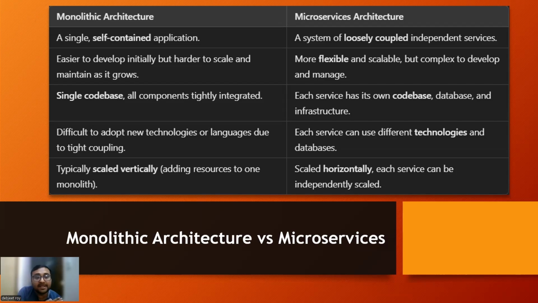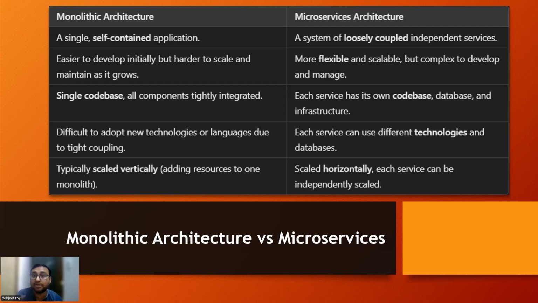So monolithic is typically scaled vertically. What's the meaning of that? There will be only one component, one black box, and within that you can add as many resources as possible. Let's suppose you are adding more CPU, more RAM, but it is only one black box. It is only one particular component or one system you can consider. That is called vertical scaling.